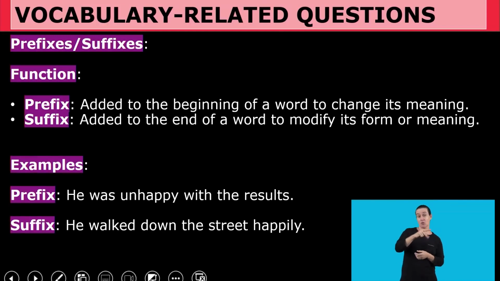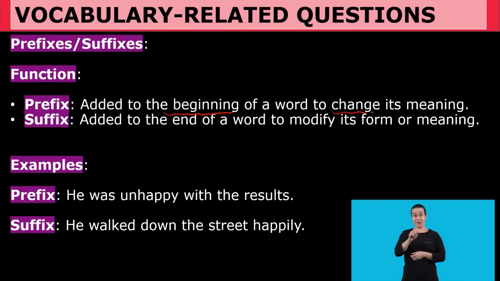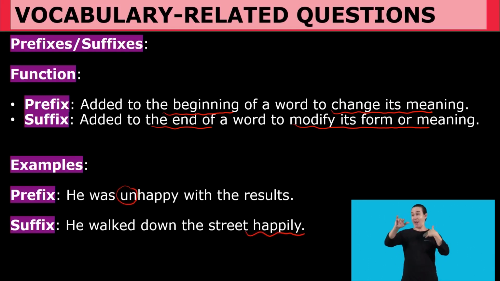Prefixes and suffixes. Of course, prefixes are added to the beginning of the word to change its meaning, and a suffix is added to the end of a word to modify its form or meaning. For example, he was unhappy with the results. That is the prefix un, making it the opposite meaning. And then a suffix: he walked down the street happily, changing the form of the word.